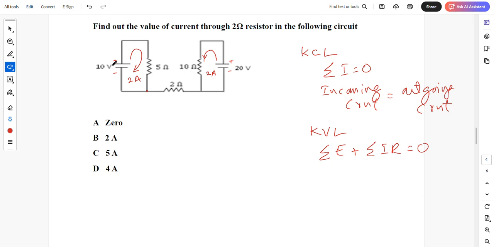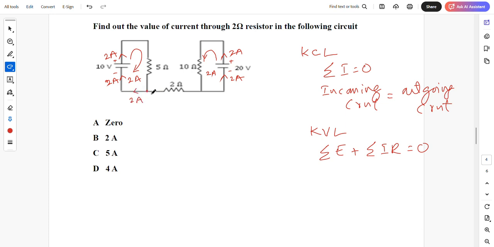Whatever current leaves the battery from the positive terminal, the same current should come back to the negative terminal. Here also, 2 amperes of current is leaving this battery. Again, the same current should come here, 2 amperes. So what is the current here? 2 amperes will come, and again 2 amperes have to go here only.